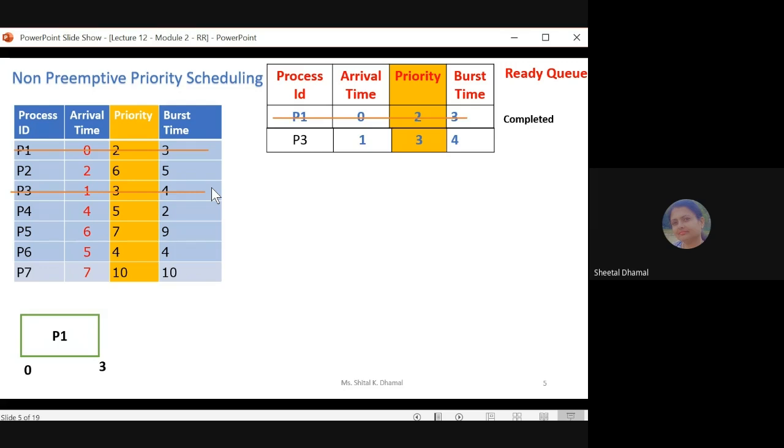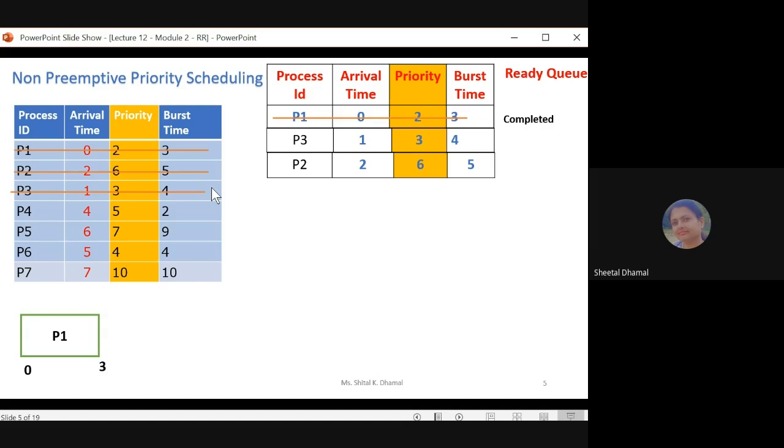In this table, there are 7 processes, and no process has an arrival time of 3. So only 2 processes are there which have arrival time 1 and 2. So cut that process P2 from this table and place it in the ready queue.